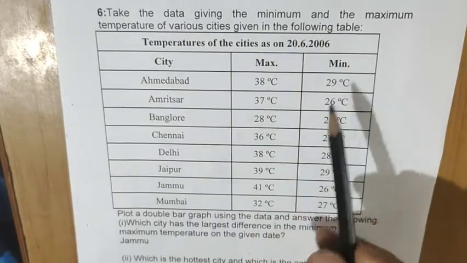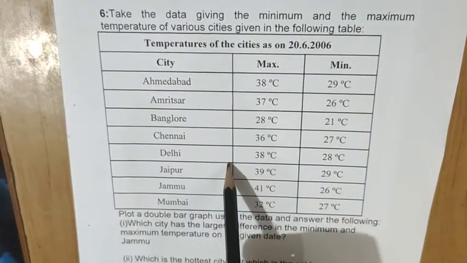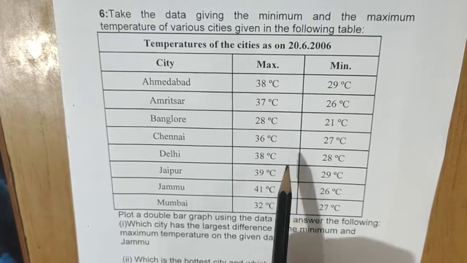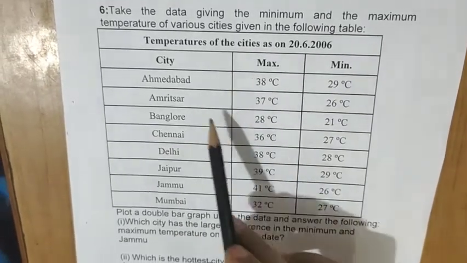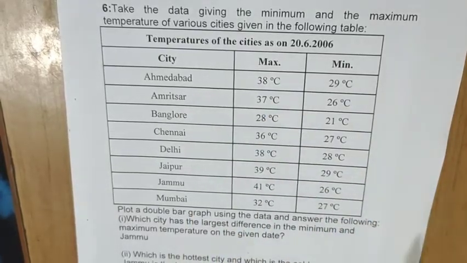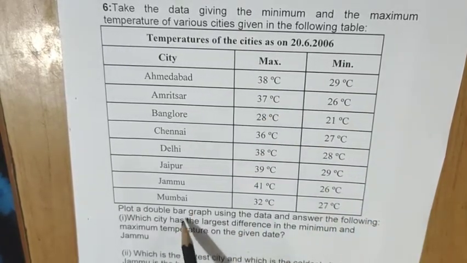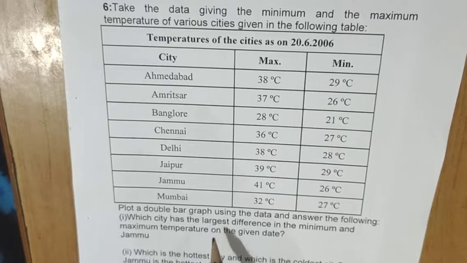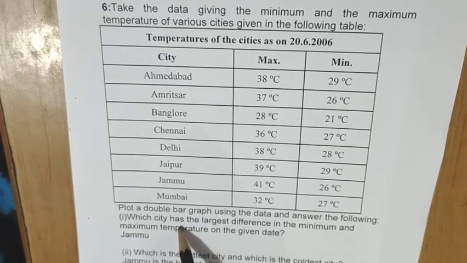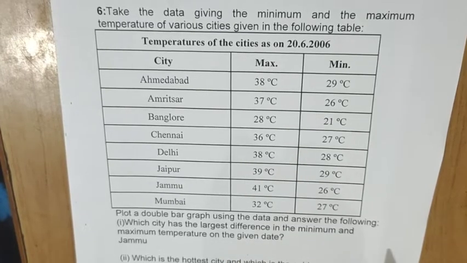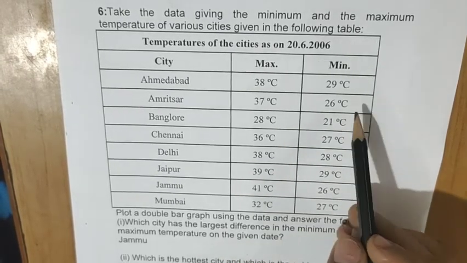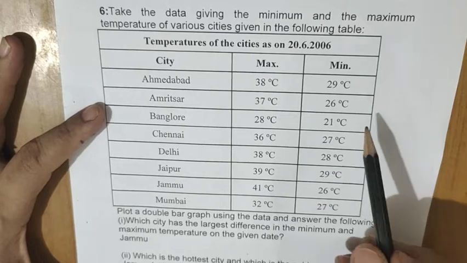Take the data given: minimum and maximum temperature of the cities. This is an example from the first page of the data handling chapter. From that, the table is taken. Here we have listed out the maximum temperature and the minimum temperature. Now the question is: plot a double bar graph and answer the following questions. Which city has the largest difference in the minimum and the maximum temperature of the given data? We just have to take the difference.